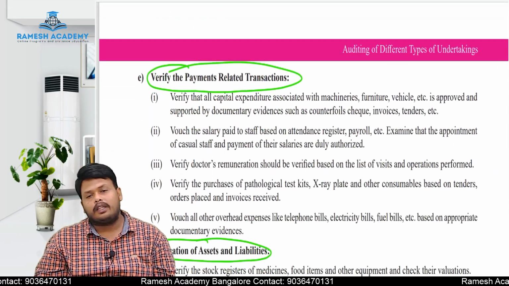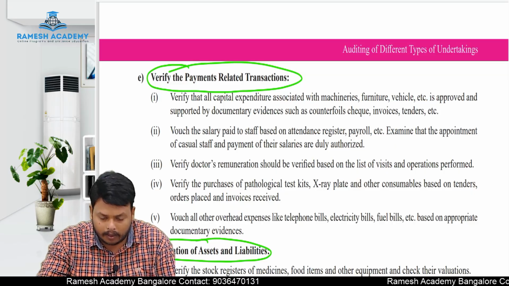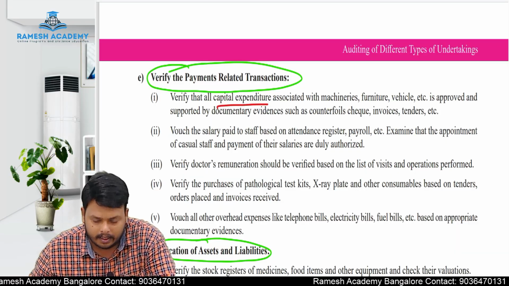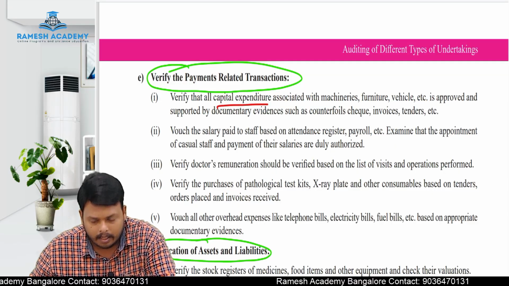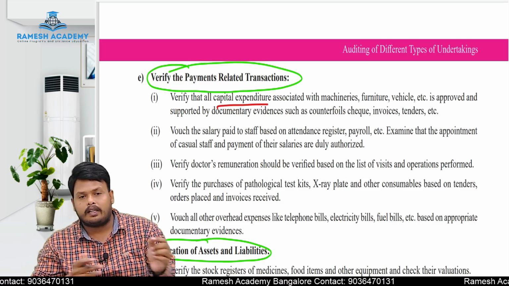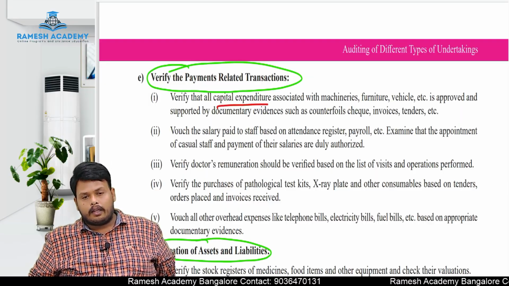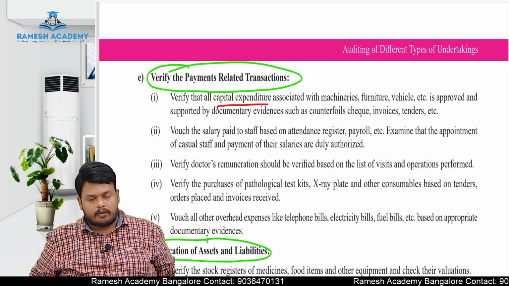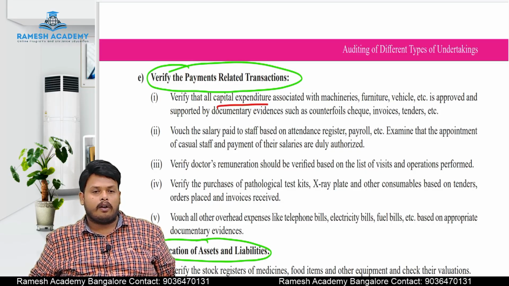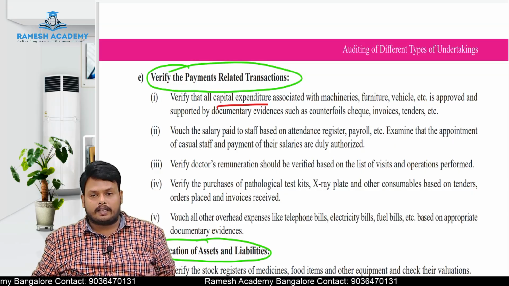Next, what are the things the auditor has to verify? Payment related transactions. The auditor has to verify that all the capital expenditures associated with machineries, furniture, vehicles like ambulances, etc. are approved and supported by documentary evidence. In the case of a hospital, the major things they require are hospital equipment and hospital beds. They require oxygen machines to supply oxygen to the patients, heartbeat machines to see the pulse of the patients, and different equipment for surgeries and all.